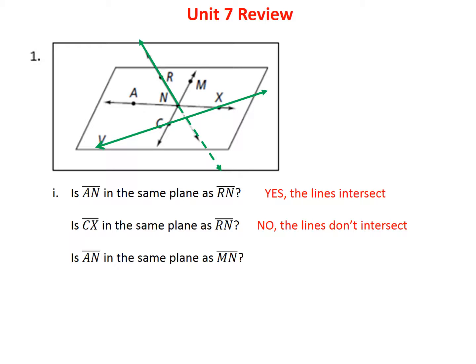The last one, the line segment AN, is it in the same plane as MN? Well, there's AN and there's MN, and you notice they're both on the paper V, and they both intersect, both lines intersect. So if the lines intersect, they're also going to be in the same plane. So that would be a yes for those two.